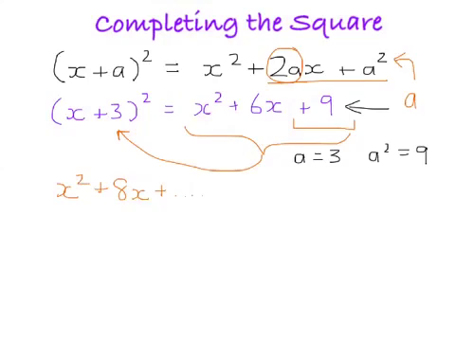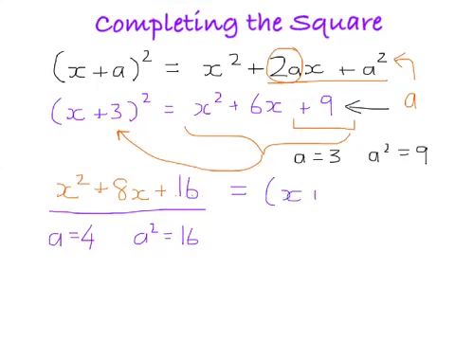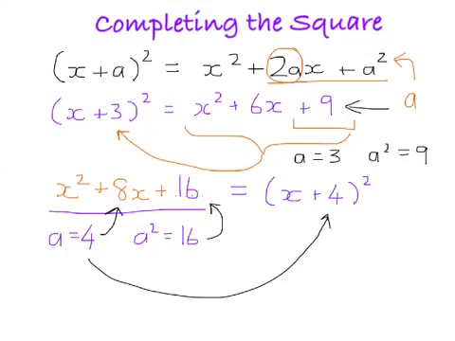So for the example I just gave you here, a would equal 4, which is half of 8, so a squared will equal 16. In other words, this expression would then equal (x + 4)². So remember, the a is the term inside the bracket that's squared. It's half the middle term, and the a squared is our constant term.